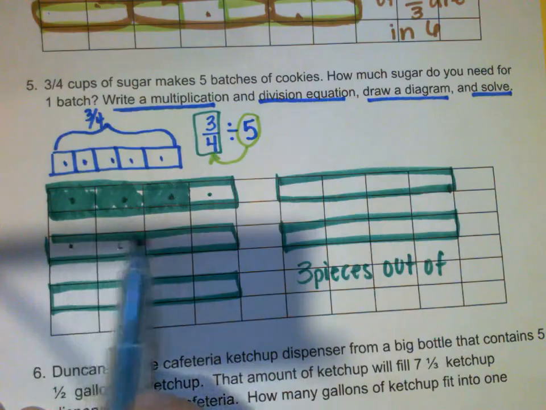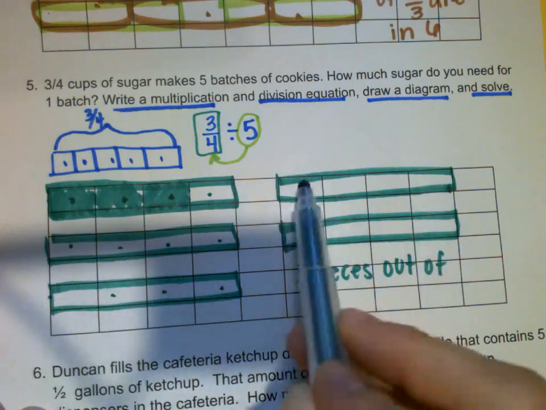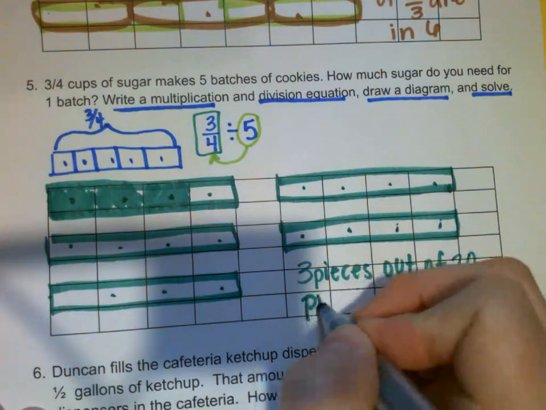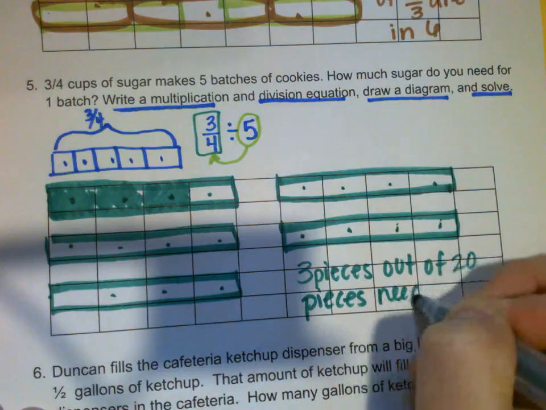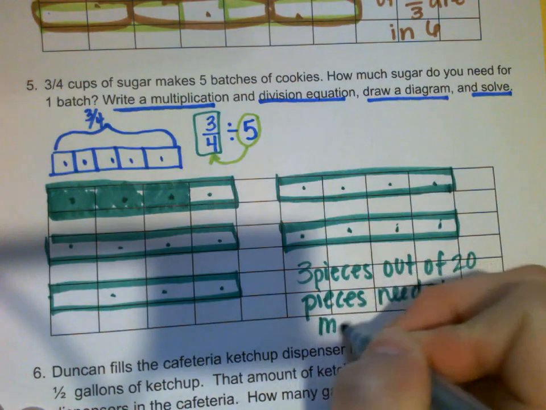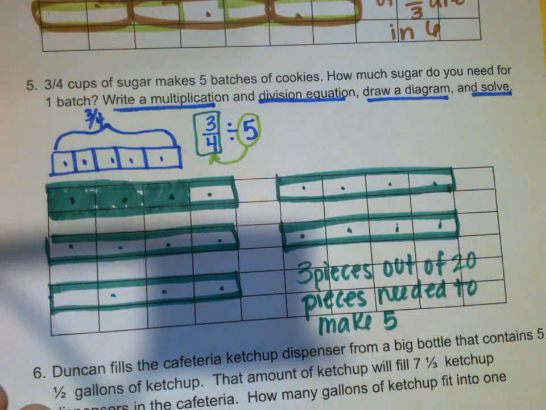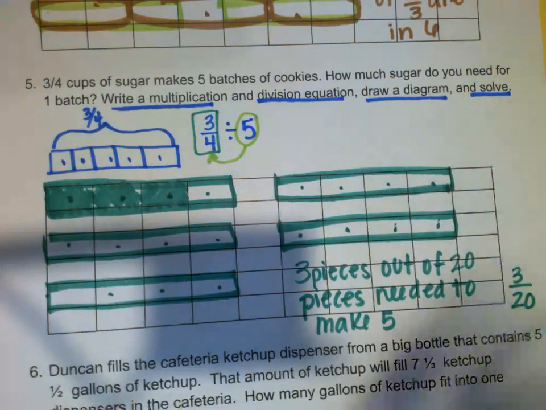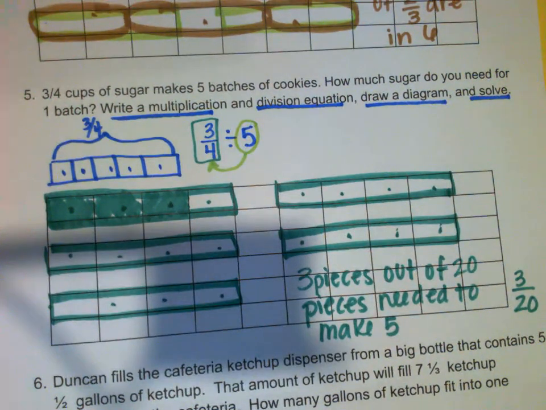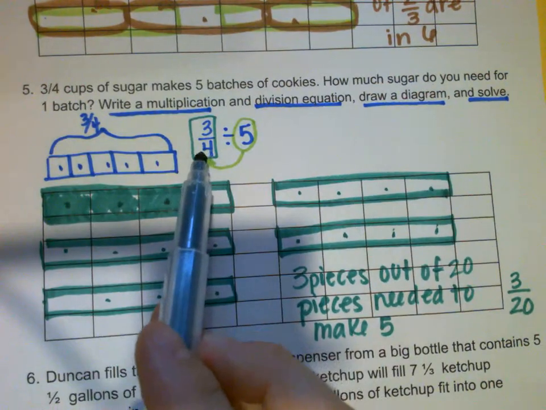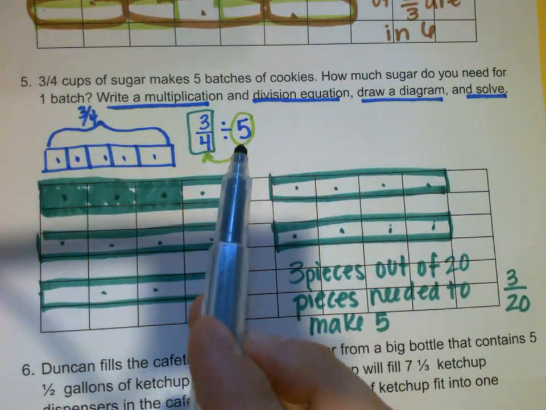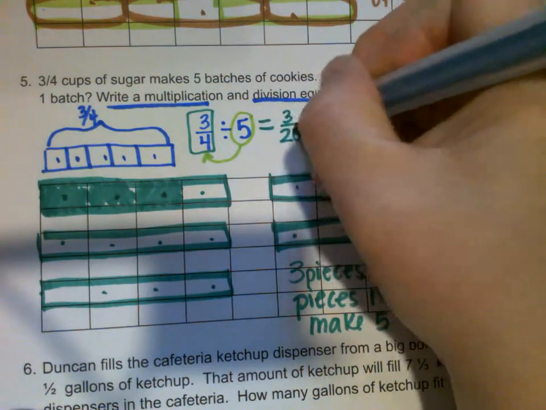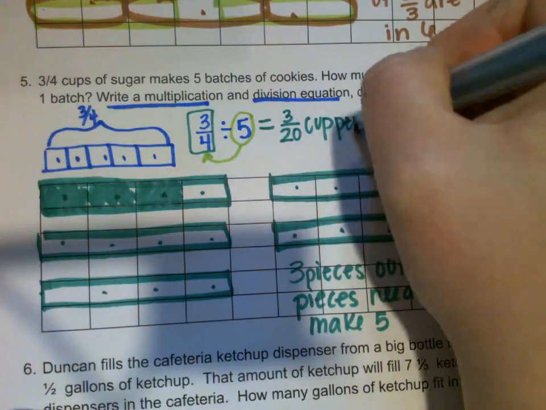1, 2, 3, 4, 5, 6, 7, 8, 9, 10, 11, 12, 13, 14, 15, 16, 17, 18, 19, 20. 20 pieces needed to make 5. So 3 pieces out of 20, that's 3/20. So when I have 3/4 cup of sugar and I want to divide it between 5 batches of cookies, each batch is going to require 3/20 of a cup per batch.